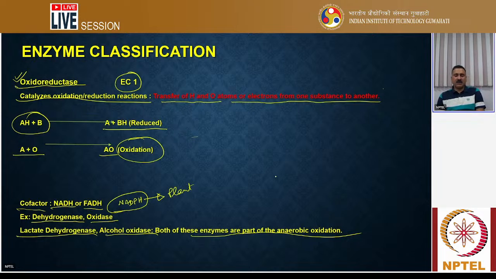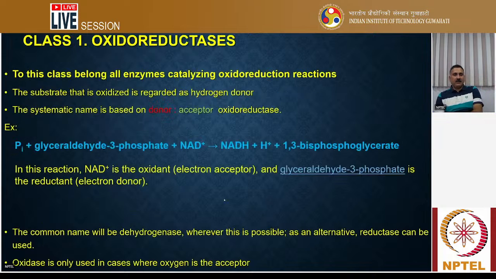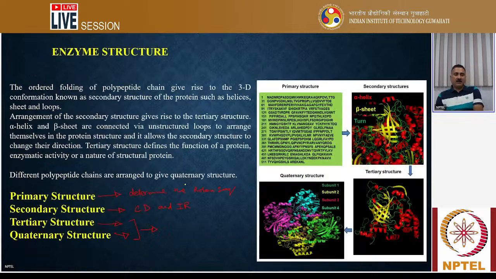We have also discussed the other classes like the hydrolases, isomerases, and so on. So this is just an elaboration of the oxidoreductase, and we discussed all the reaction mechanisms and other things. And then we also discussed the enzyme structure. So we discussed the primary structure, secondary structure, tertiary structure, and quaternary structures.